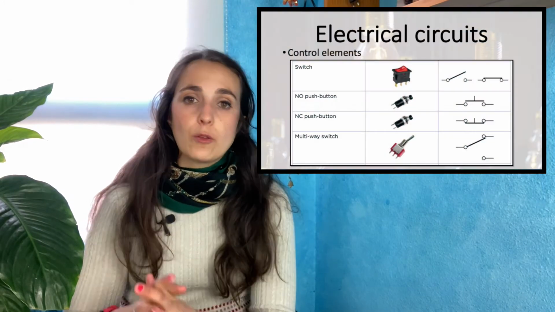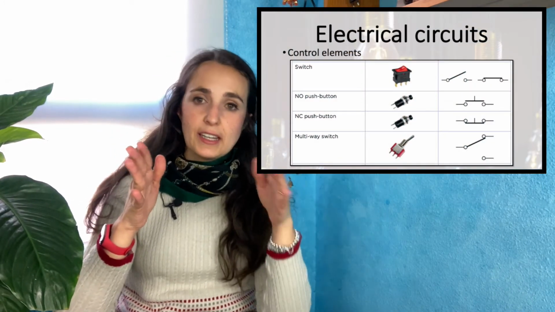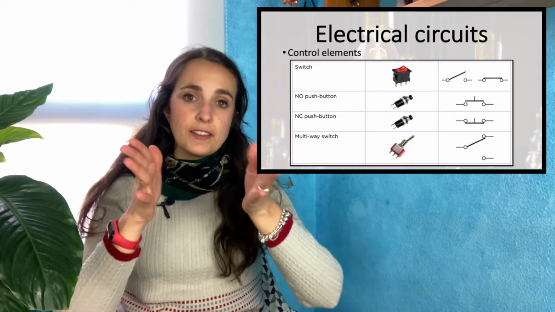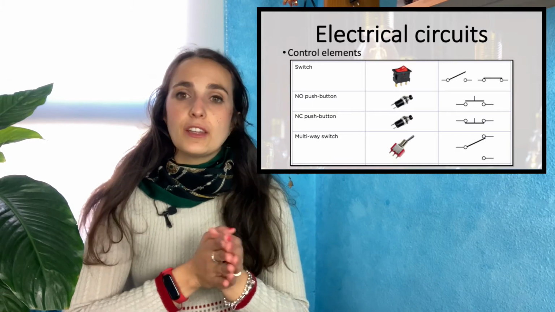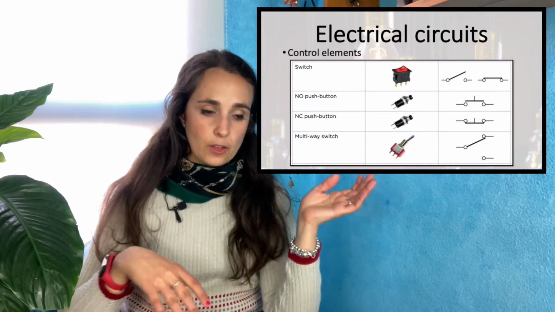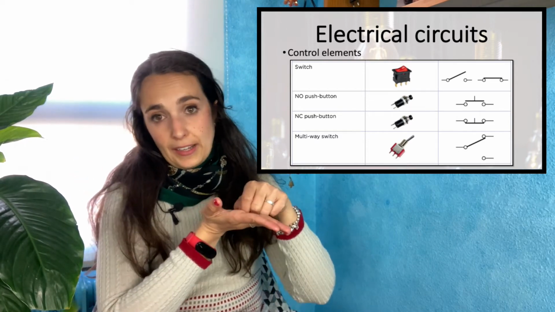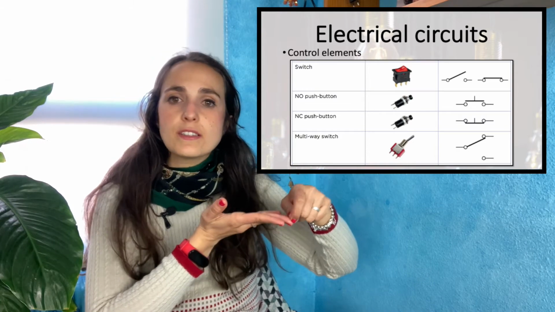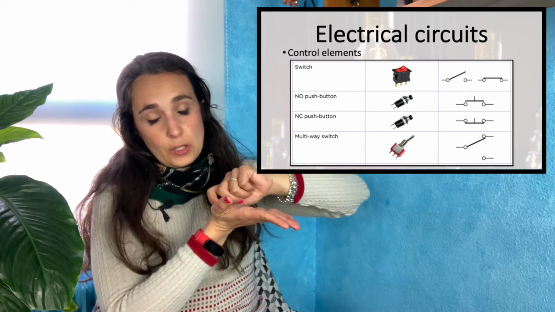And finally, we have multi-way switches, which are switches with different positions, and each position will connect a different part of a circuit. Imagine that we have a motor, and the motor can go one way or the other, like right or left. It has 3 positions, the off position, and then if you go right, the motor will go right, and if you switch the multi-way switch to the left, it will go left.